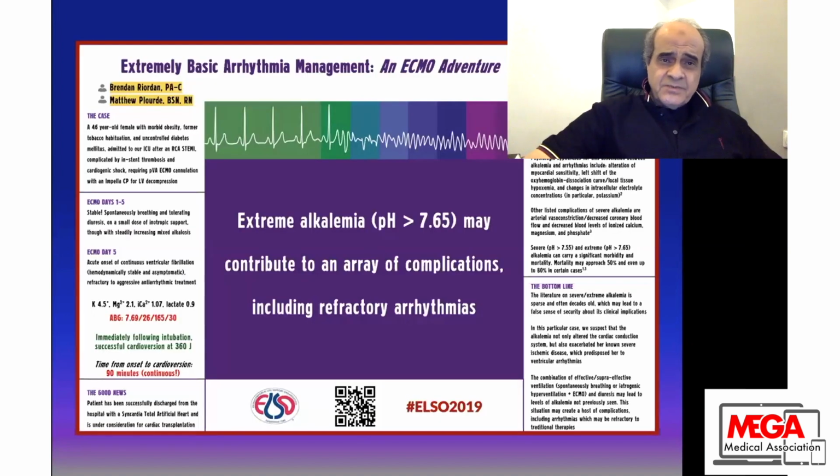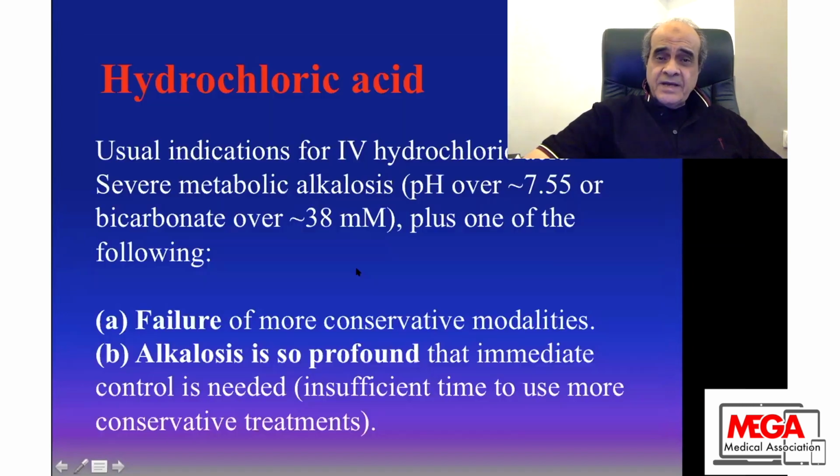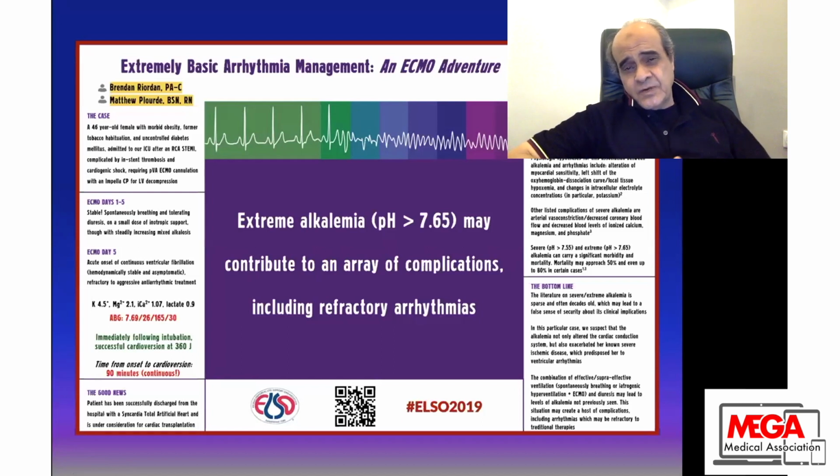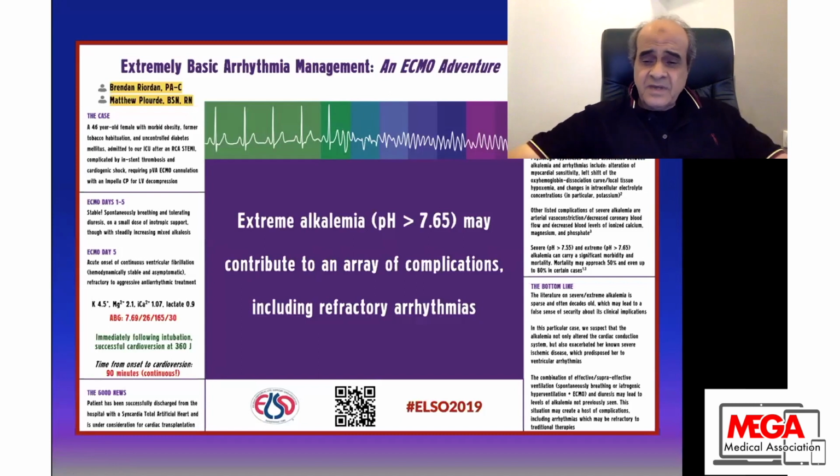And in this one case, the patient exhibits extreme alkalemia, pH 7.65, which may contribute to an array of complications, including refractory arrhythmia, one of the indications for starting dialysis, or put the patient on ECMO, and the patient responds just when we correct the metabolic alkalosis. And so we shift to dialysis or ECMO, or the extracorporeal renal replacement, if the patient exhibits severe CNS manifestations or severe cardiac arrhythmia.